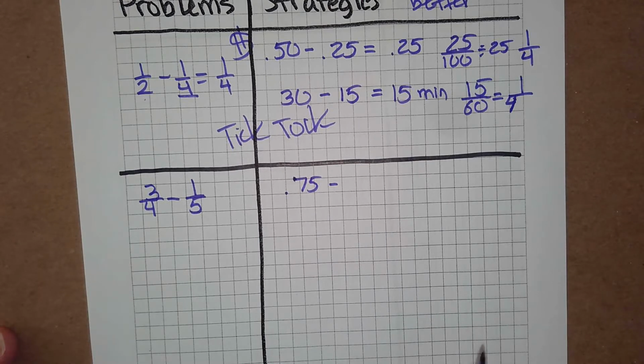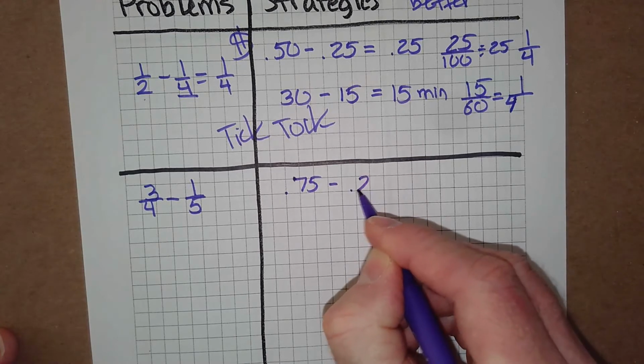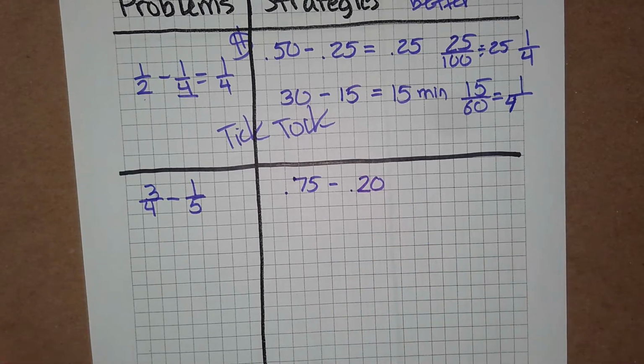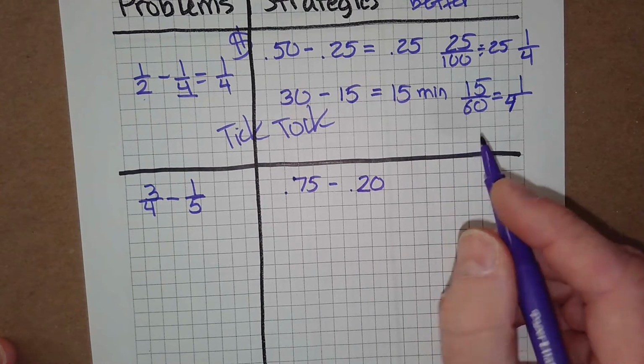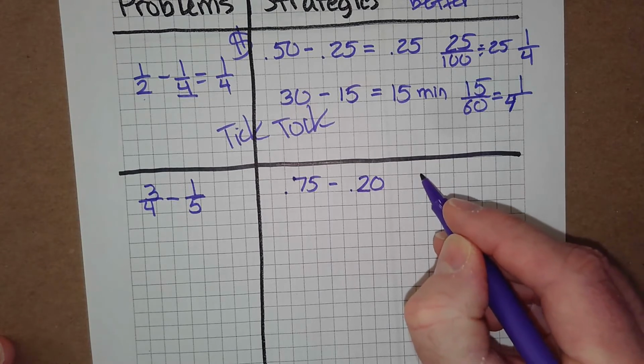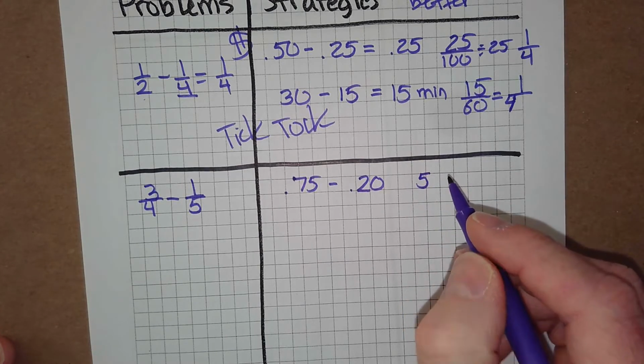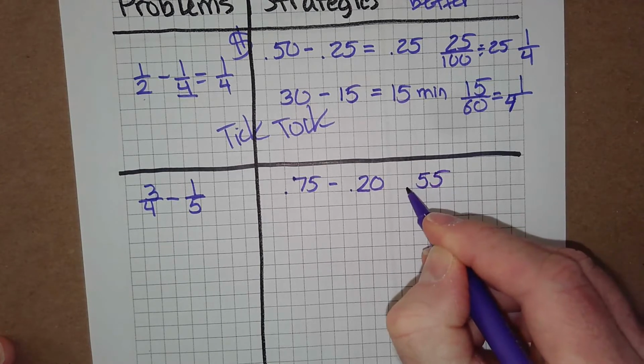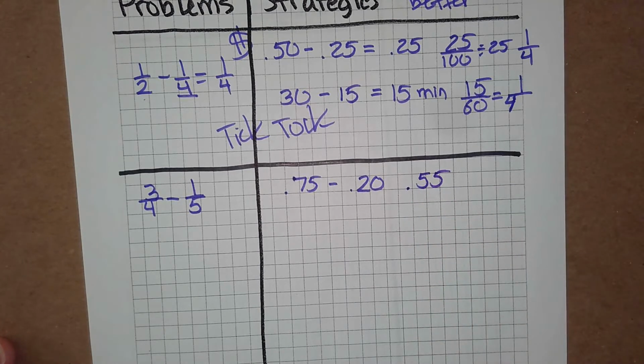20 cents. Yep. That's the one we forget about because it's not a coin. And if you take 20 cents from 75 cents, how much have we got left? Moose? 55 cents. And then we rewrite that. What's 55 cents become as a fraction?